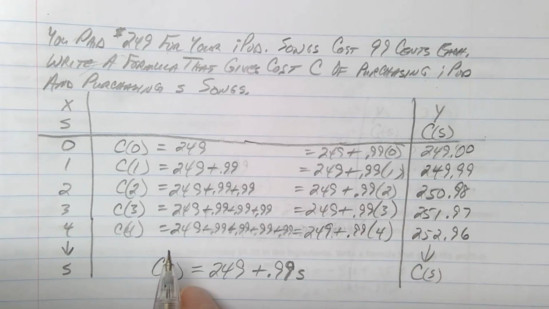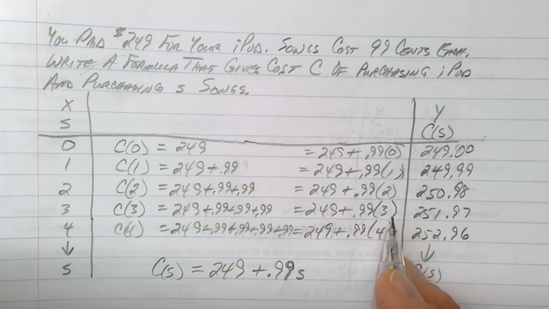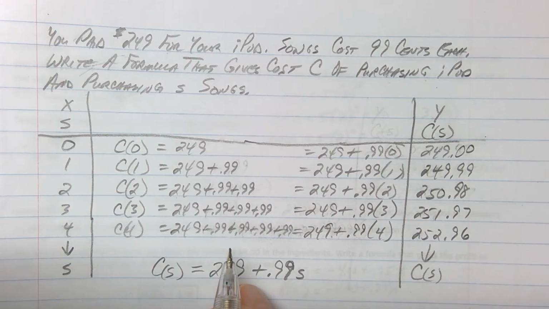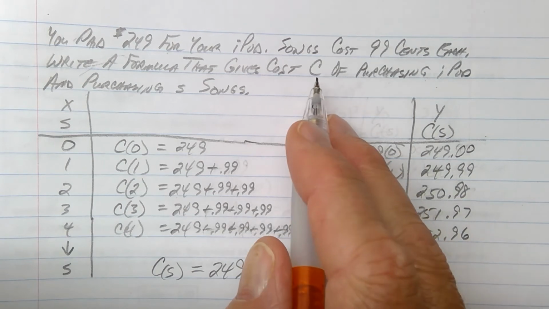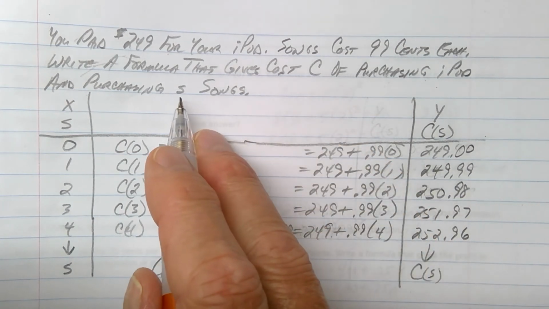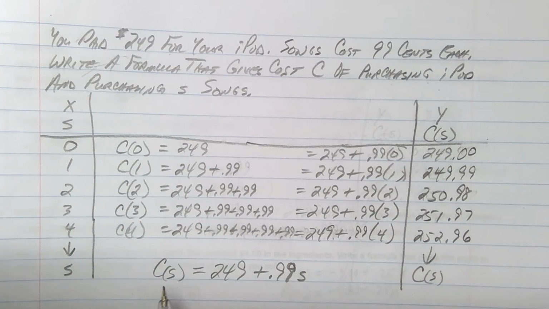So I could start out saying y equals 249 plus 0.99 x, this is my variable x. So I could say y equals 249 plus 0.99x, but they want us to use the letters in the formula. So this is a cost function that depends on the number of songs you bought. So my x is going to be s. The cost, the total cost, depends on how many songs I buy. And I calculate it by taking my starting cost, $249, and I add 99 cents for every song I buy.